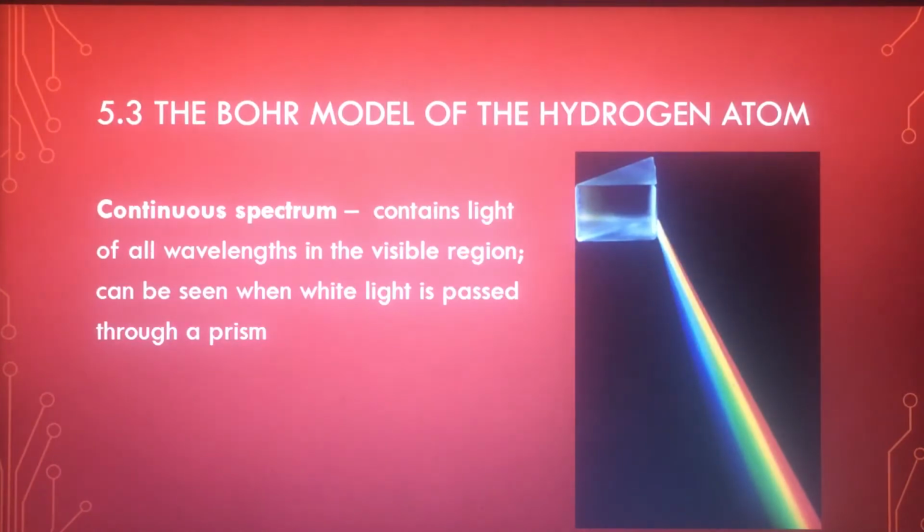That can be seen with white light. For example, we have a white light here, from the back side of this picture. If the white light is passed through a prism, after passing through the prism, it will diffuse all the wavelengths of the light. So we'll have the continuous spectrum.